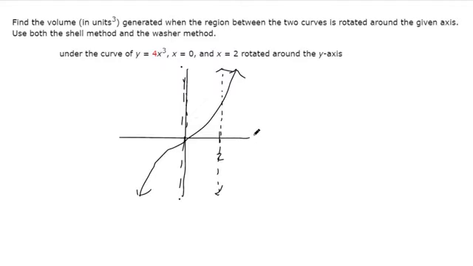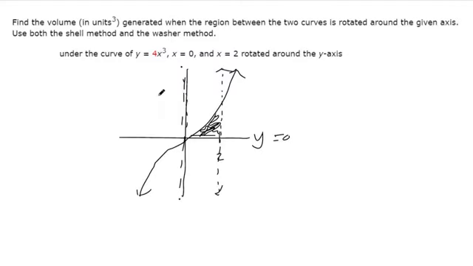I guess the assumption is that y equals 0 is another bounding location because we need that to constrain our area. Otherwise, it goes on infinitely, right? So we're looking for this region. We're rotating it around the y-axis.